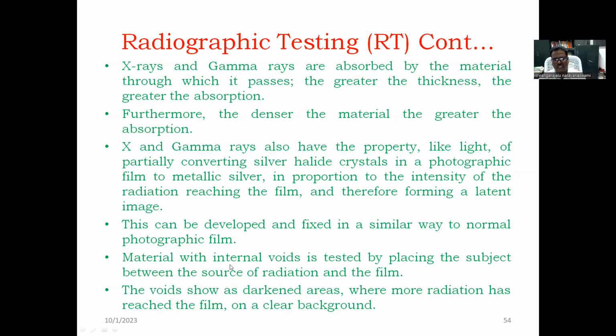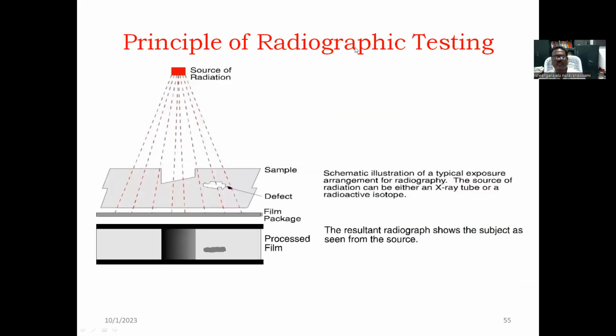Material with internal voids is tested by placing the subject between the source of radiation and the film. The voids show as darkened areas where more radiation has reached the film, on a cleaner background. This is the principle of radiographic testing. The source of radiation, sample, defects, film package here. The processed film is here.